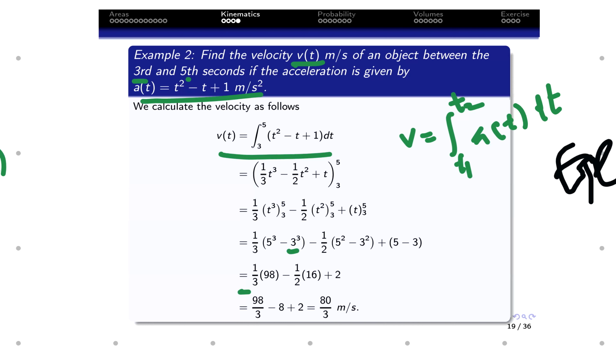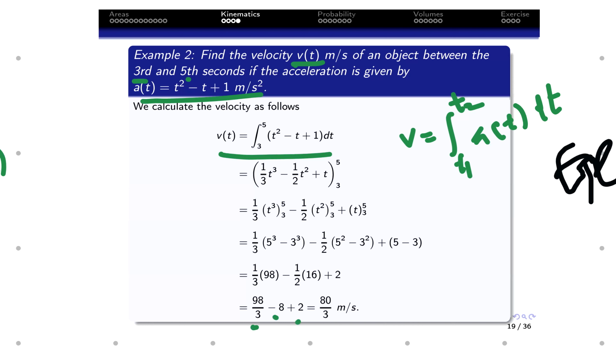Okay? Minus 1 over 2. 5 squared is 25 minus 9, that's 16. 5 minus 3 is 2. So again, you have 98 over 3. 16 over 2 is minus 8 plus 2. Add all of that up, you get 80 over 3 meter per second.